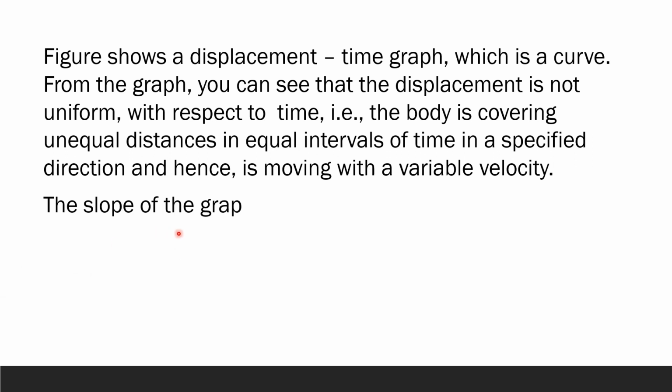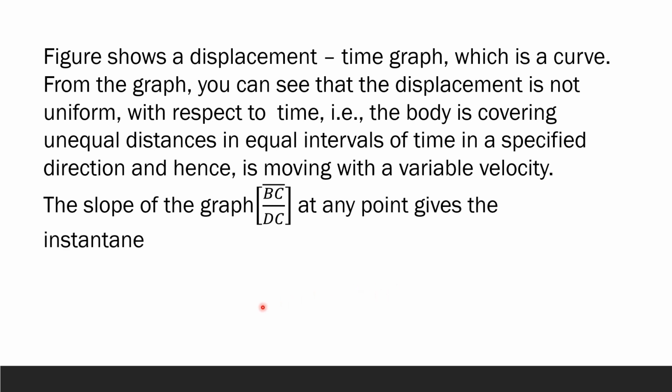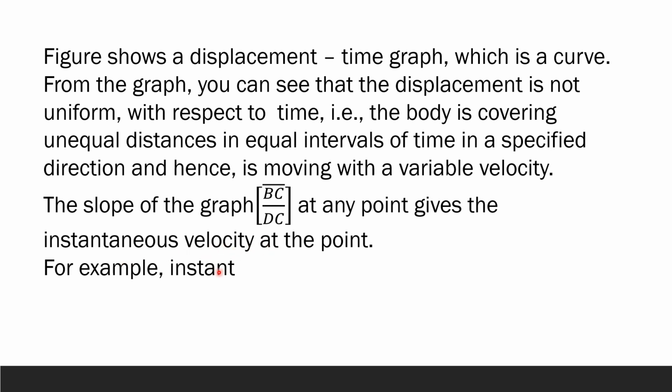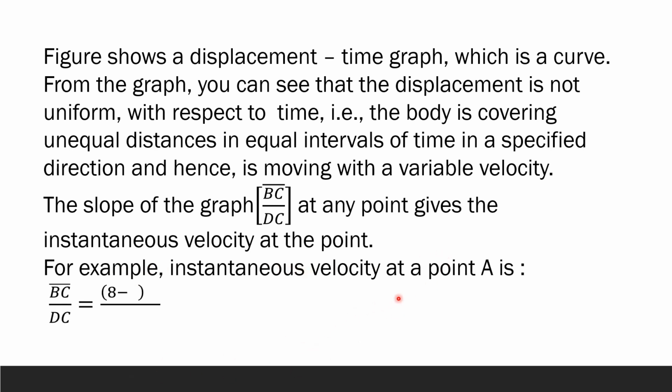So the slope of the graph BC by DC at any point gives the instantaneous velocity. Instantaneous velocity is the velocity we measure at a particular instant of time. For example, the instantaneous velocity at a point A is BC by DC. From the figure, that is (8 minus 2) by (3 minus 1), which equals 6 by 2. 2 ones are 2, 2 threes are 6, so 3 meters per second.